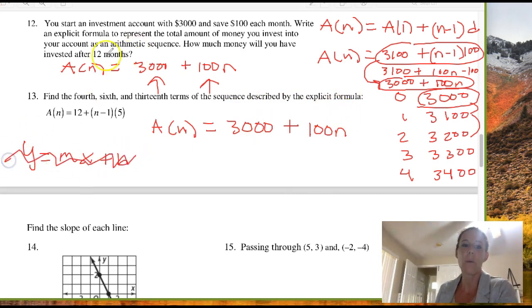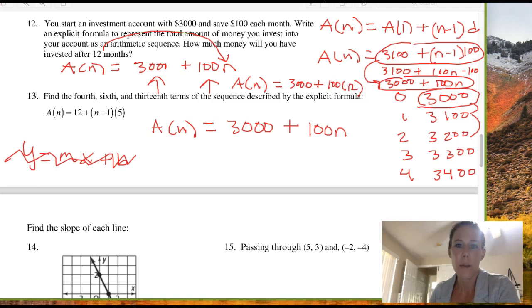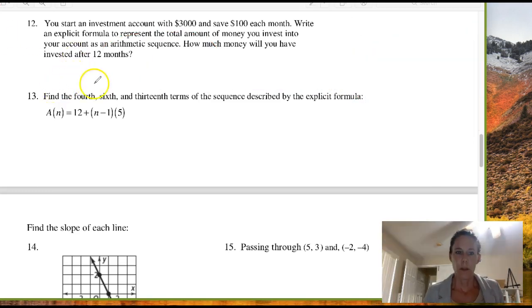All right. Now we want to know after 12 months, you just plug in 12 for the number of months. So you're just going to go a_n equals 3,000 plus 100 times 12. And if you want to just do the math on that, okay, find the 4th, 6th, and 13th terms of the sequence described by this explicit formula. Remember, explicit formula, if I distribute the 5 to both terms and then simplify this, it puts me in slope-intercept form. All right, so let's find the 4th term, the 6th term, and the 13th term.